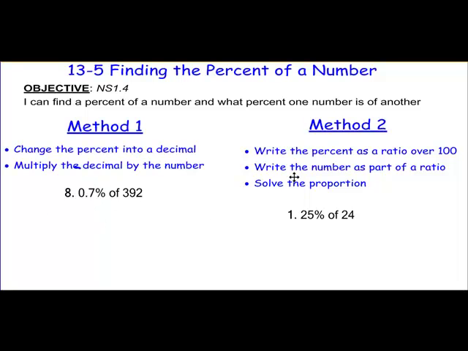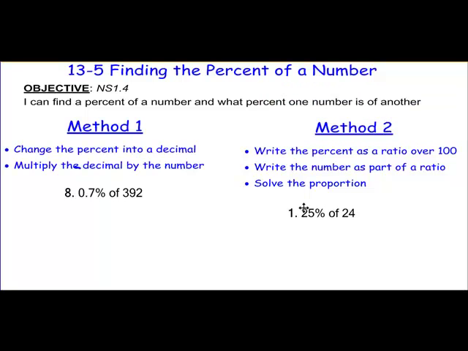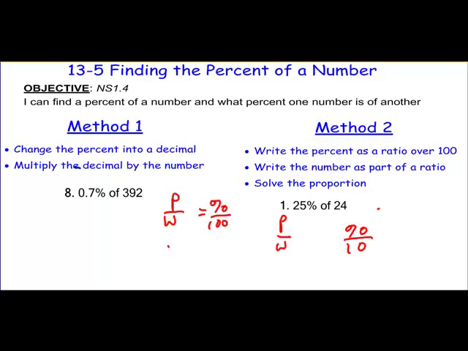Method number 2. Method number 2 says to write the percent as a ratio over 100 and to write the number as part of the ratio and to solve the proportion. Well, we've shown you this before, and I'll write it right here, where part to whole equals percent of 100. All right, we've seen that before, so let's try that. Part to whole, percent of 100. Now, we know the percent is 25. 25 over 100.